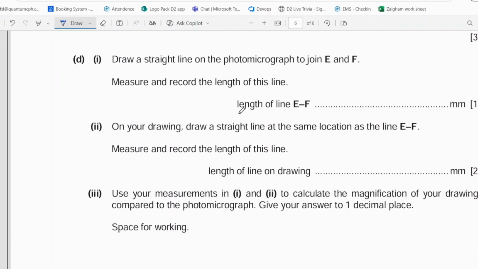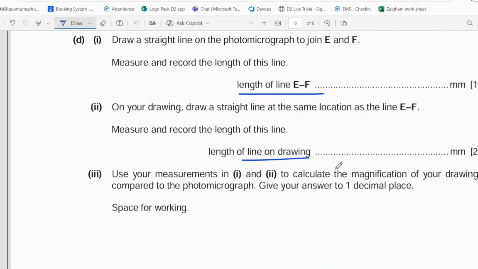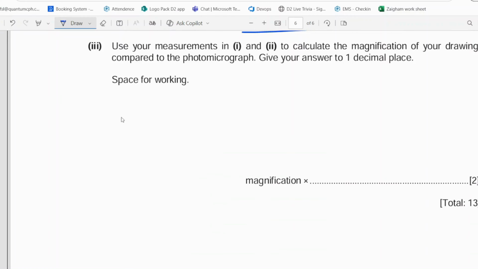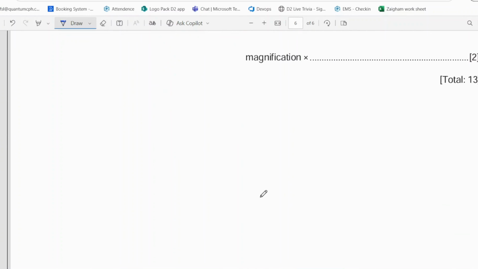Next is the length of your drawing, and then you have to calculate the magnification. How to calculate the magnification? What is the formula? Image size over actual size. Image size is the one you're getting from the diagram, and the other one is the one which you have made. Okay, let's move to the next paper then.